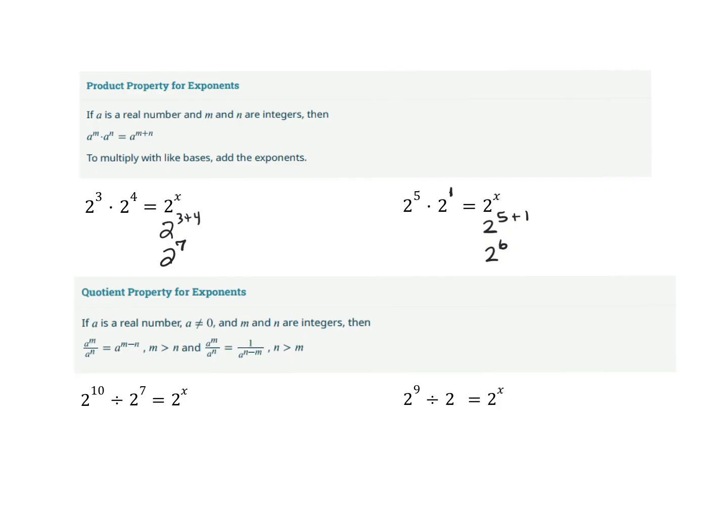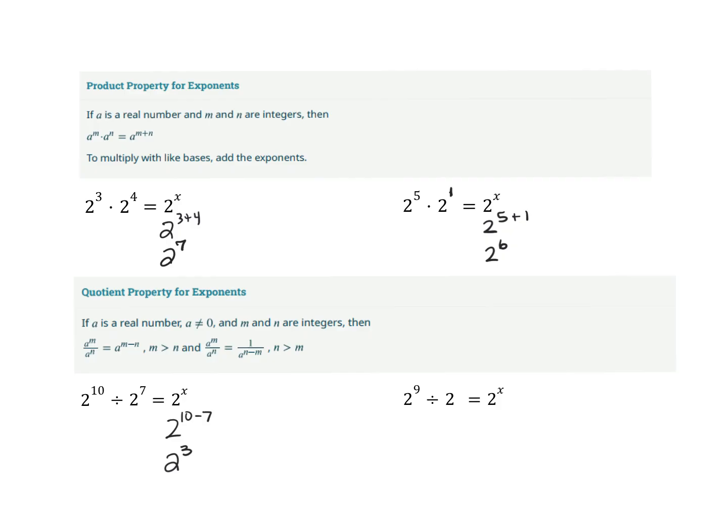So let's take a look at our first example. We have 2 to the 10th power divided by 2 to the 7th power. We have like bases, so we can take 2 to the 10 minus 7th power, which would give us 2 to the 3rd power.